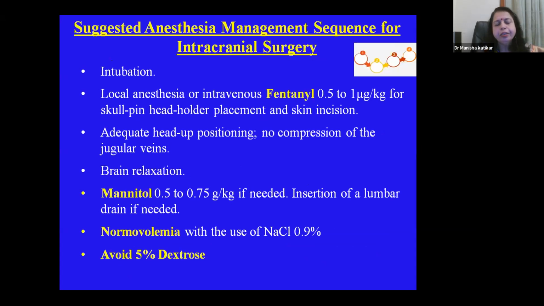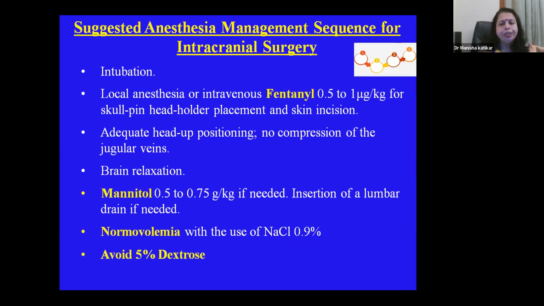Intubate the patient. The skull blocks are the most important part of neurosurgical anesthesia management. So give skull blocks, give local anesthesia, give intravenous fentanyl at the time of all pressor responses like skull pin, head holder placement, skin incision. Give adequate head-up position so that there is no compression of jugular veins. The aim should be a relaxed brain for the neurosurgeon, so he will be very happy with the neuroanesthesia technique.